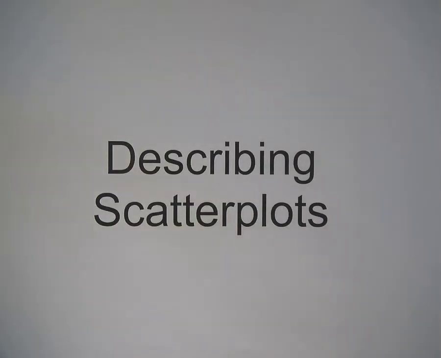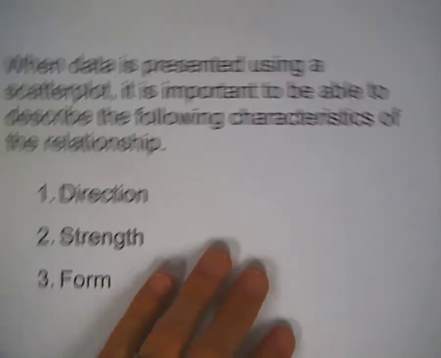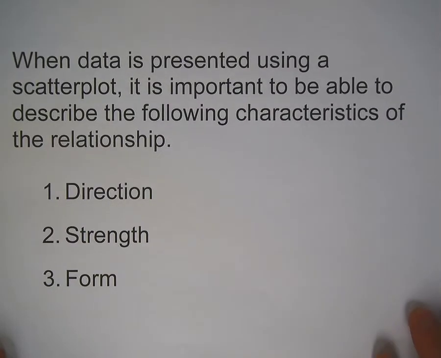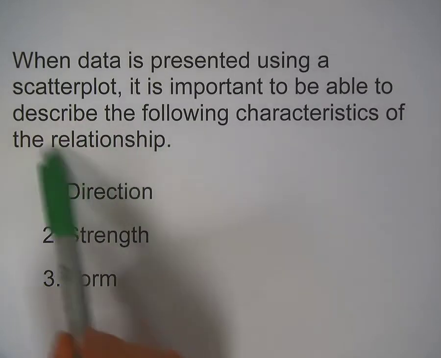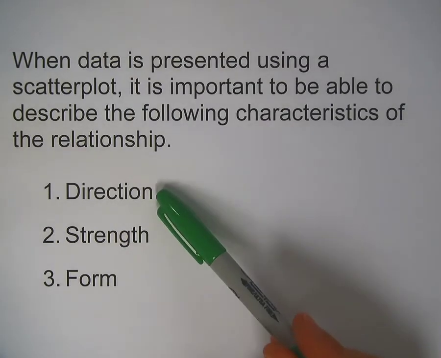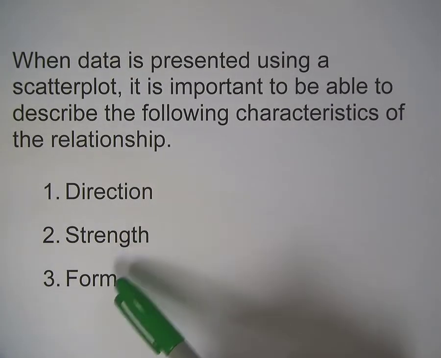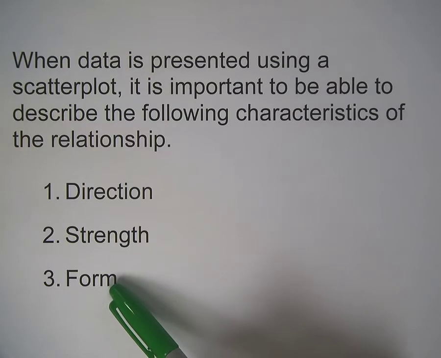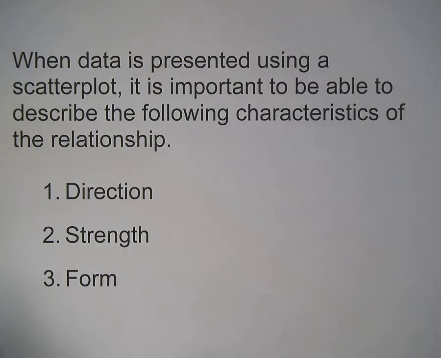Hi, this tutorial covers describing scatterplots. When data is presented using a scatterplot, it is important to be able to describe the following characteristics of the relationship. The relationship here is the relationship between x and y. The three things are direction, strength, and form. We'll address each of these and look at a couple of examples of each.